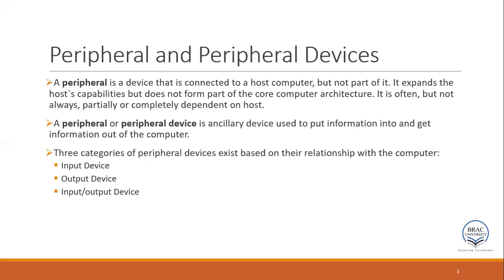Three categories of peripheral devices exist based on their relationship with the computer. That is, input device, output device, and input-output device. In the case of an input device, we can give the example of the mouse. I have mentioned the monitor, which is an output device. And the last one is the input-output device, which can perform both functionalities.